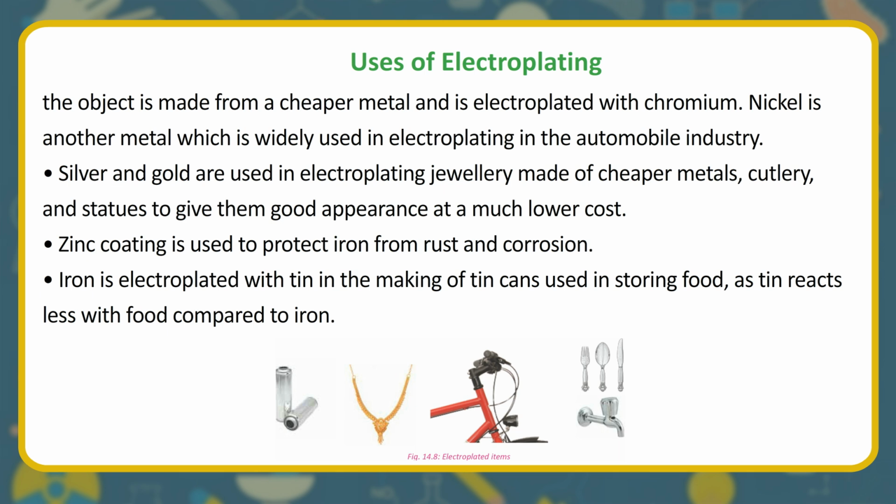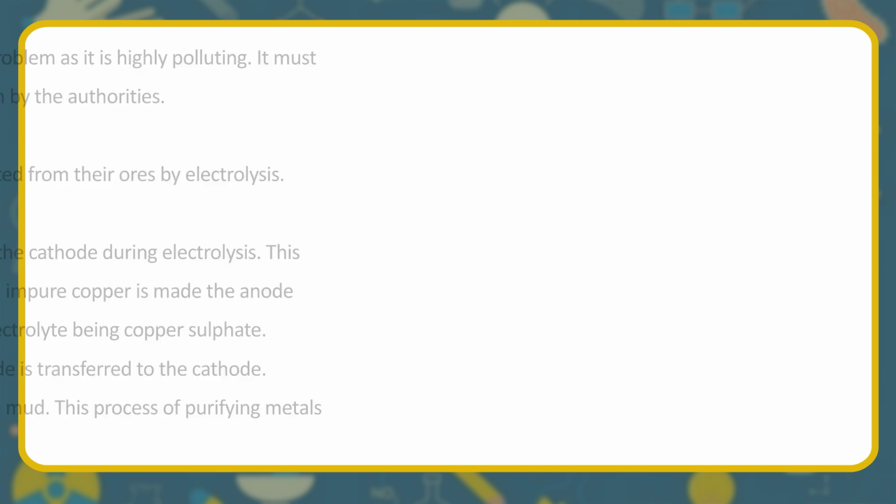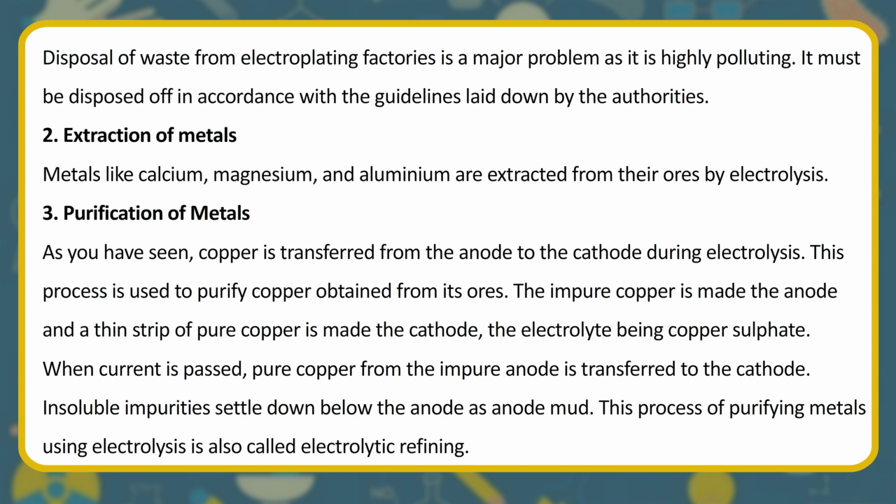Zinc coating is used to protect iron from rust and corrosion. Iron is electroplated with tin in the making of tin cans used in storing food, as tin reacts less with food compared to iron. Electroplated items. Disposal of waste from electroplating factories is a major problem as it is highly polluting. It must be disposed of in accordance with the guidelines laid down by the authorities.